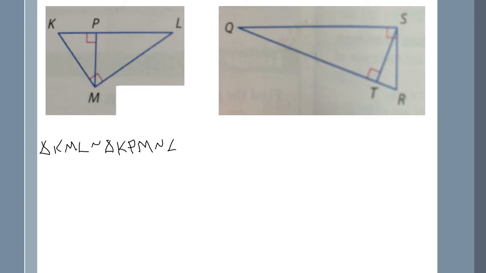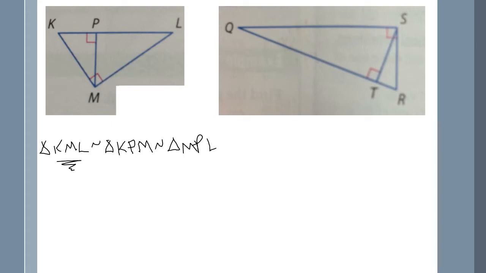And that's going to be similar to the next one. L is going to match up to itself, so L's got to go to L. I'm always looking at that first one. So L matches up with L. P is again the right angle, and M is the remaining vertex.